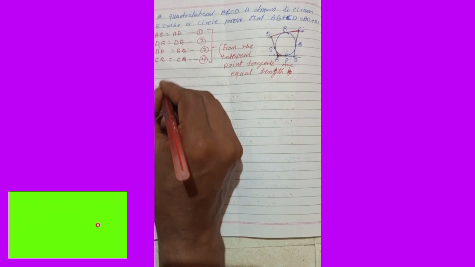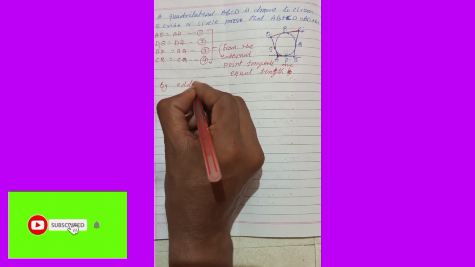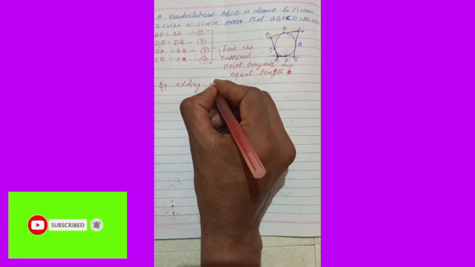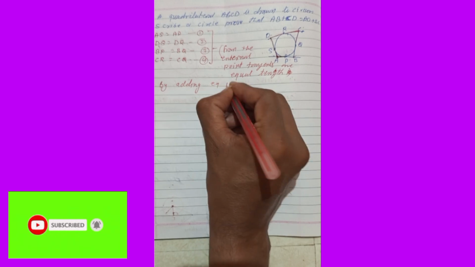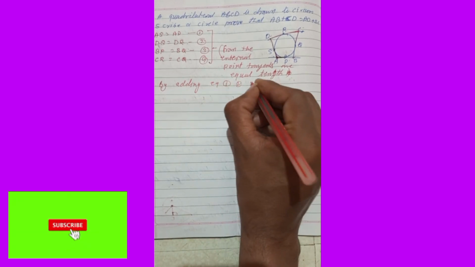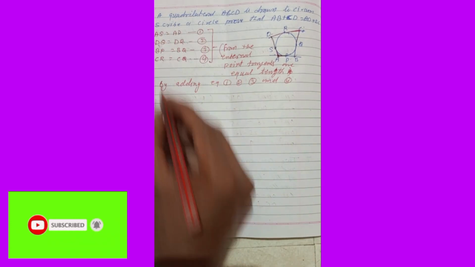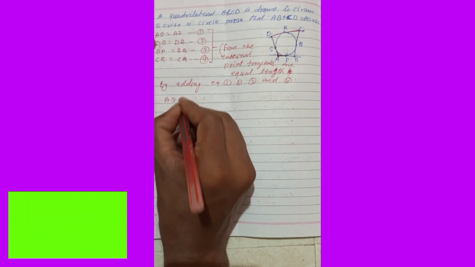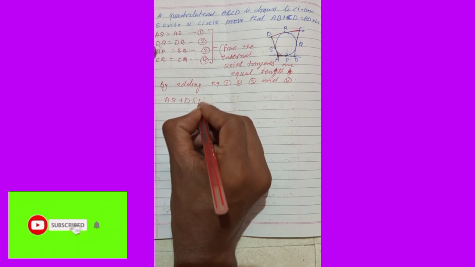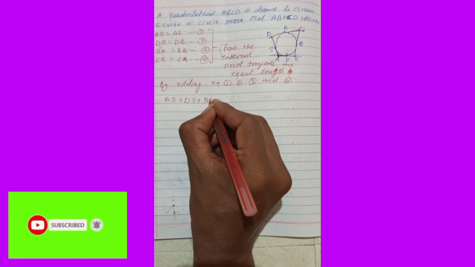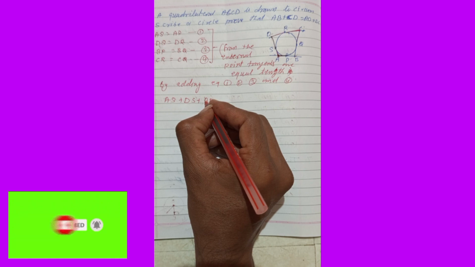By adding equations number 1, 2, 3 and 4, we are adding them now. So what did we get? AS plus DS plus BP plus AP.